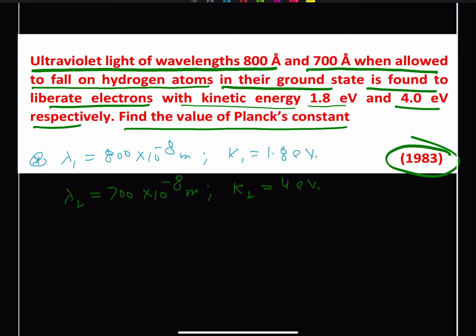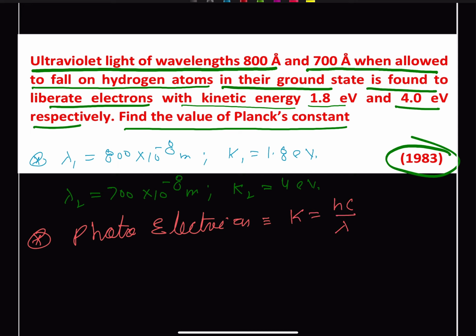We are supposed to find out our Planck's constant. Okay. So we are going to start with the photoelectric equation, which gives us relationship between the kinetic energy, wavelength, as well as the work function. And in this case, the material is same, and so work function will be same. Okay. So we can write our photoelectric equation which gives us that kinetic energy K is equal to hc upon lambda minus phi.